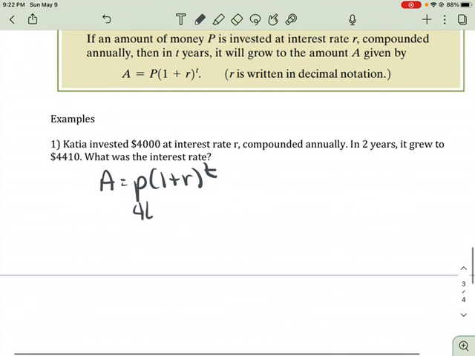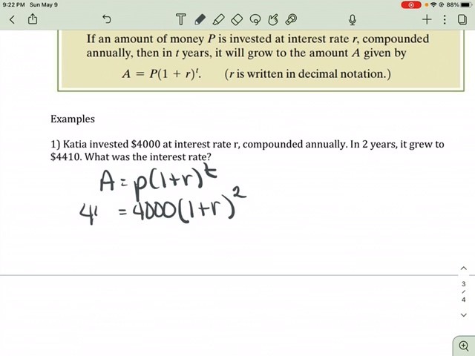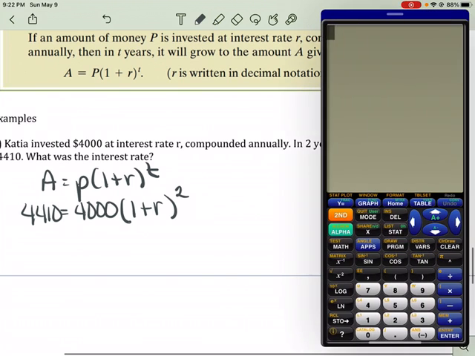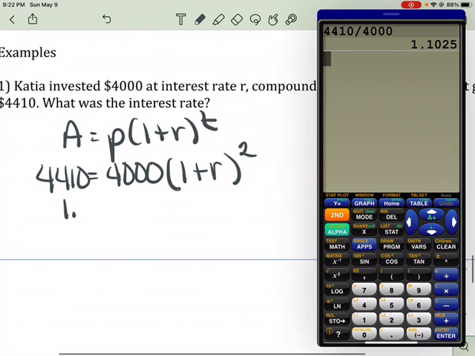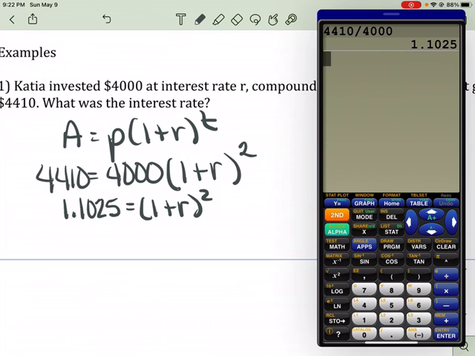Our principal is $4,000, times 1 plus r, with 2 years, and we know it's $4,410. Again, I'm trying to solve for r, but it's quantity squared, so I have to get rid of that 4,000 first. So we divide $4,410 by 4,000 and we get 1.1025. I would write everything because I would not want to round anything until the very end.